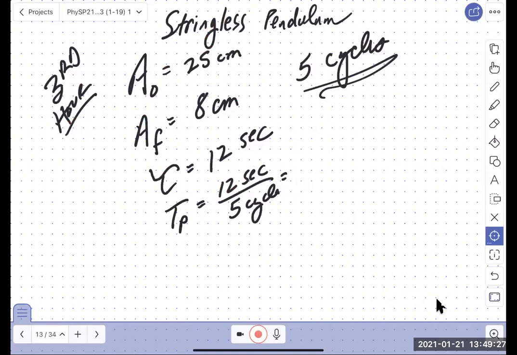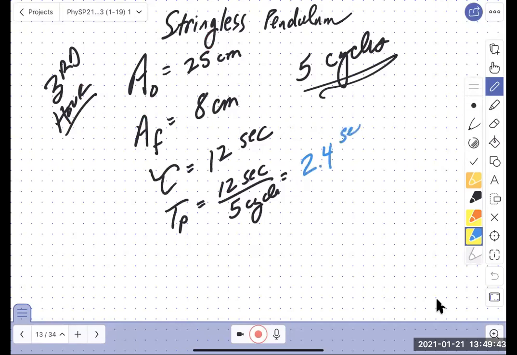So to find the period, it is 12 seconds divided by 5 cycles. So seconds per cycle, 12 divided by 5 is 2.4. So it's 2.4 seconds per cycle. Just seconds. You could say seconds per oscillation, but just say seconds.